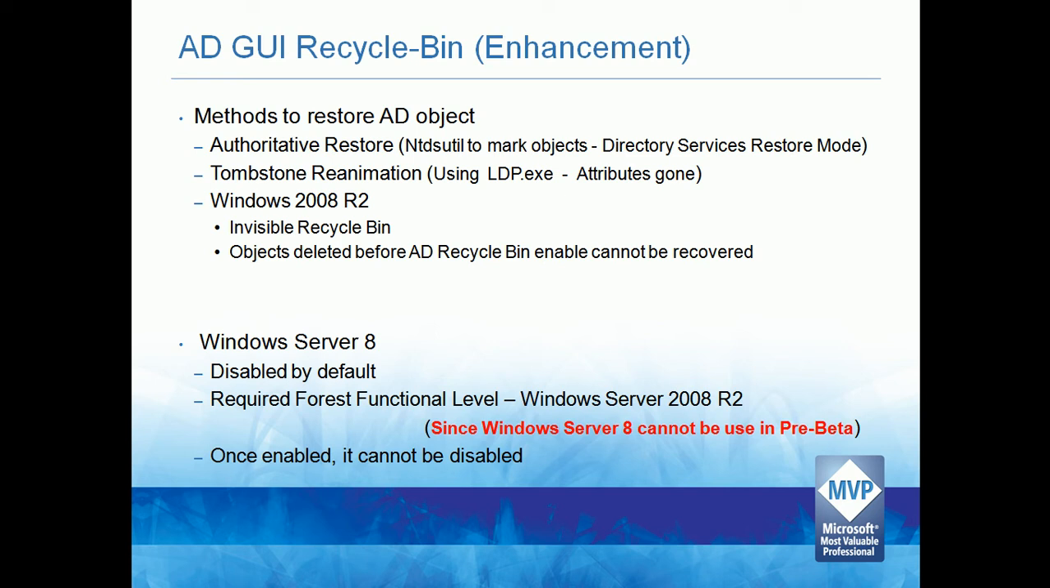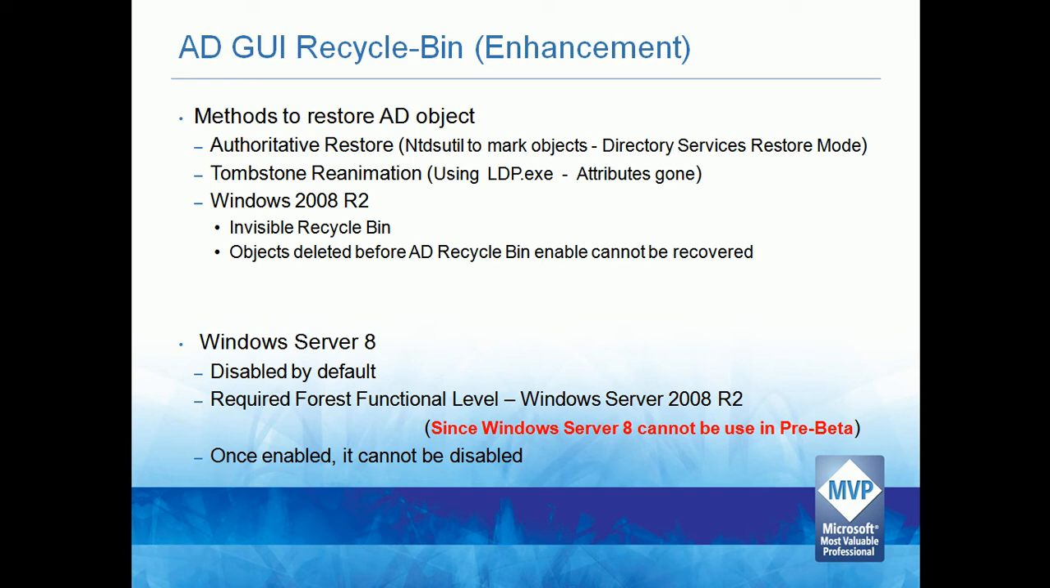The second method has been there since Windows 2003. You can do a tombstone reanimation. Using LDP, you will be able to select these objects and say, I want to restore it back. But the issue is that all your attributes will be gone. It means that user 1 is a member of group 1. When you restore it, user 1 is there. But the permissions, the groups you belong to, whatever attributes, are lost. You need to add them back.